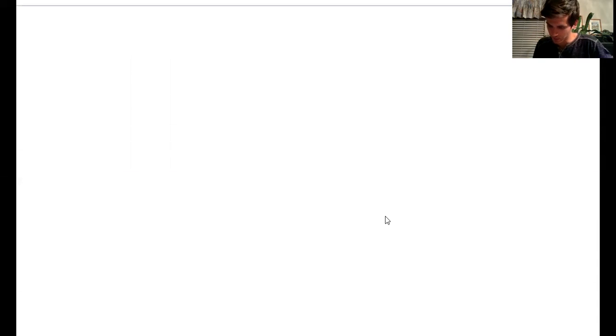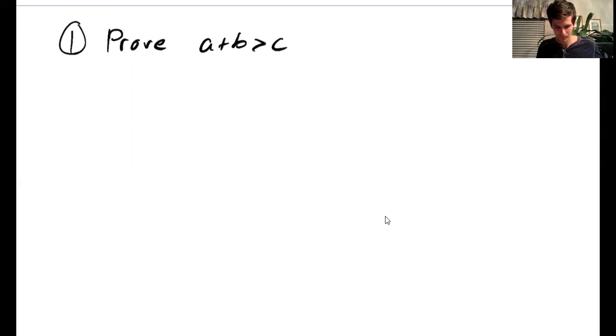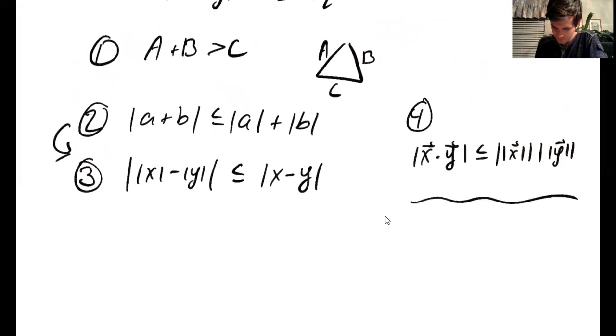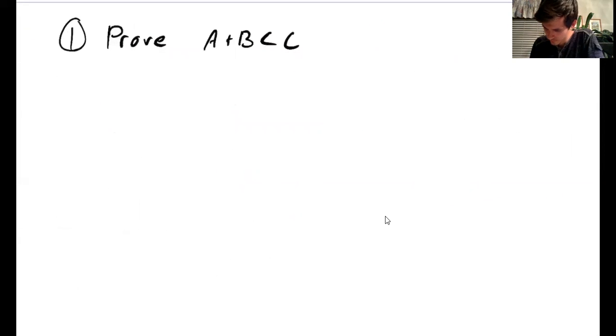Okay, so moving on to our first proof. Proof: A plus B is greater than C. First, A plus B is less than C. Well, I mean greater than C. Greater than C.